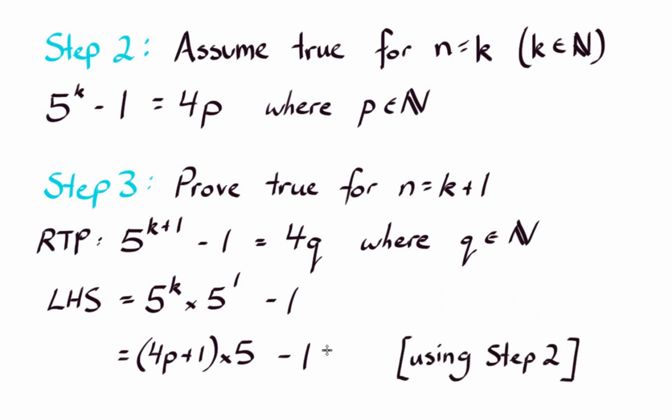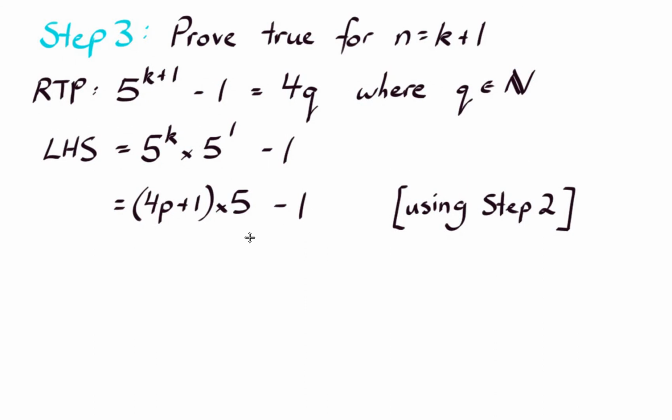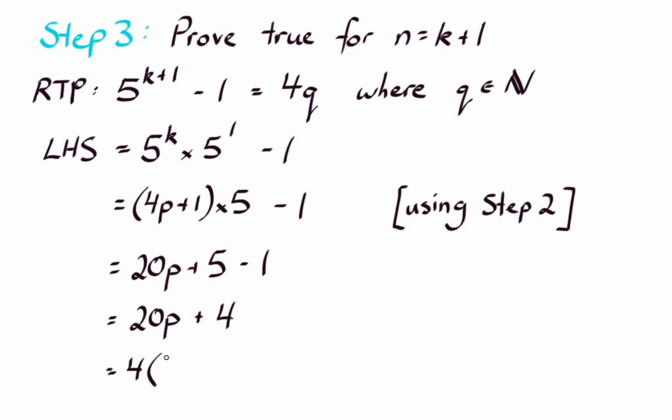Now, remember, our aim is to show that this left-hand side is divisible by 4. So we need to keep manipulating this left-hand side until we can drag out 4 as some common factor. So let's expand the brackets here. You get 20p plus 5. Then we still have our minus 1. And when we simplify, we see that this is 20p plus 4. And now we can drag out 4 as a common factor. And we can just call this 4q.